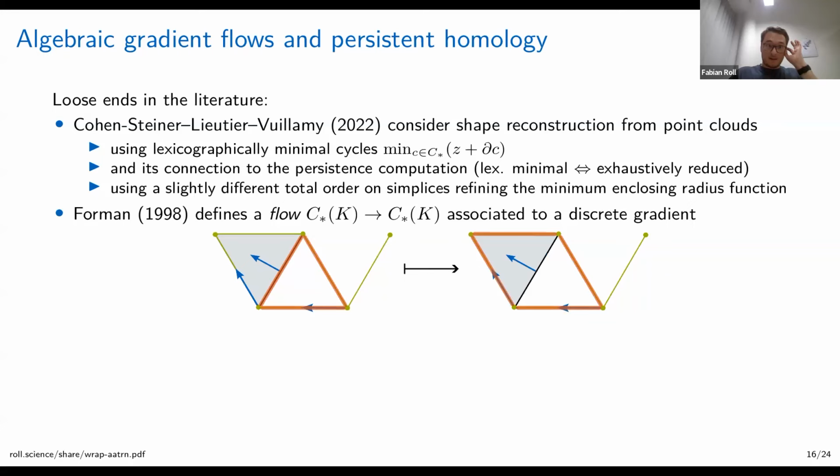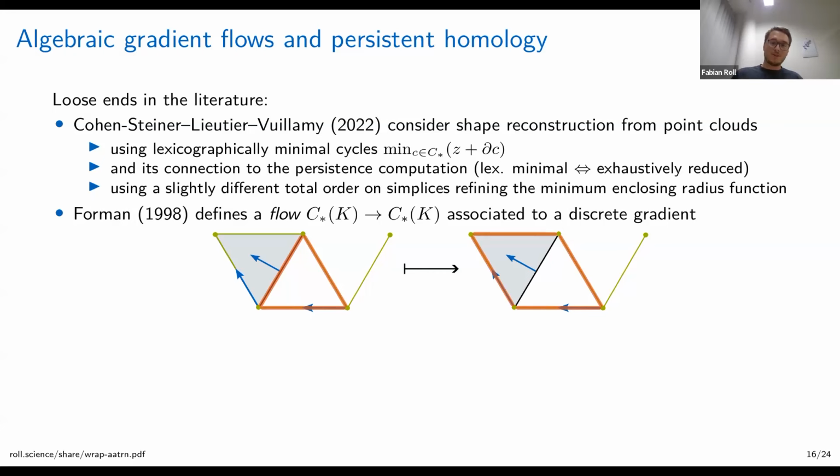Then another loose end in the literature is that Forman, in his original paper where he also introduced discrete Morse theory for cell complexes, defines a flow that can be associated to a discrete gradient, and this flow is a chain map. Later on, I will show you a slightly more technical definition, but for now, to get the understanding, it is enough if you let me convince you with a picture that the flow does what it's supposed to do.